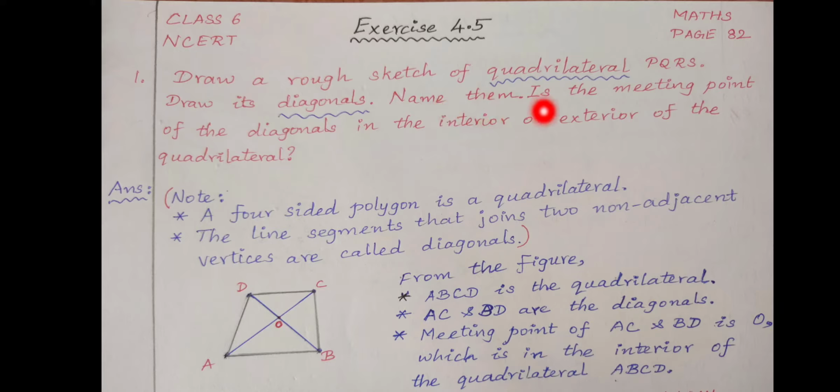Name them. Draw its diagonals. See, a four-sided polygon is called a quadrilateral. See here, four vertices are given. So it is a four-sided polygon. The line segments that join two non-adjacent vertices are called diagonals.